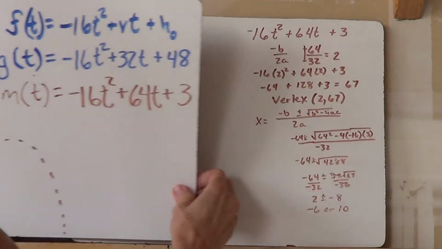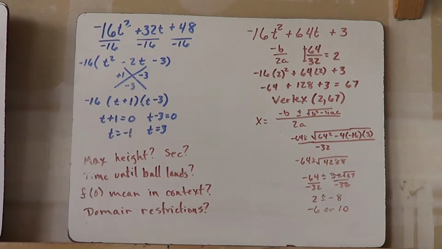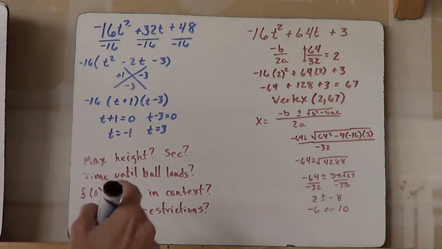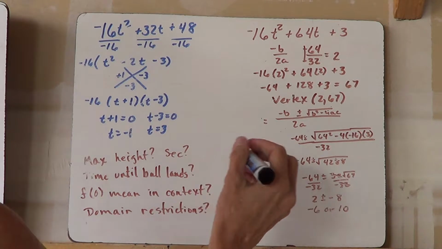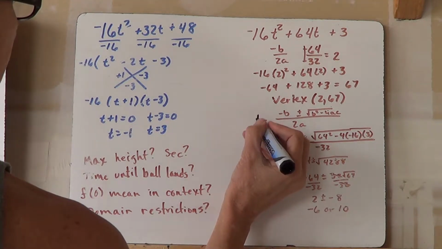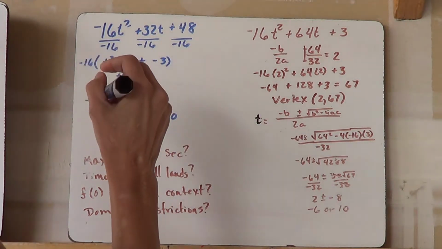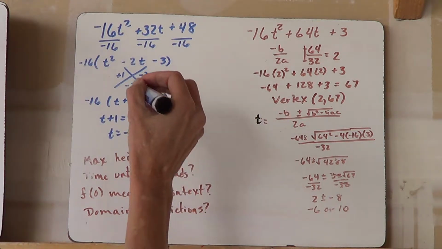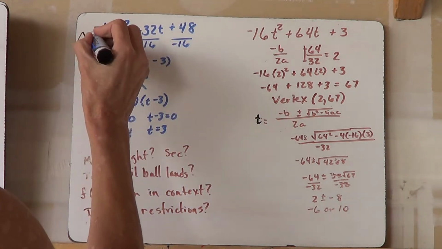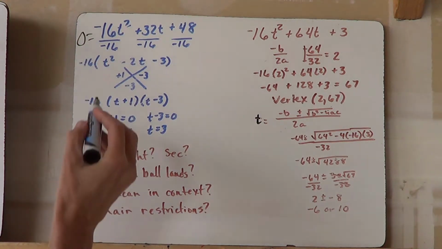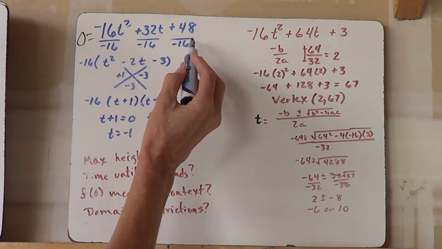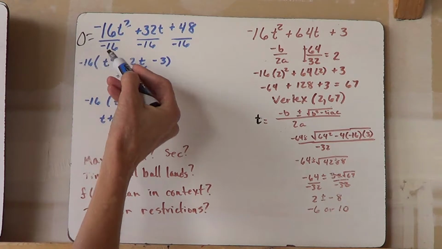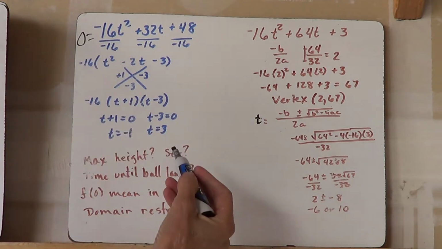Now, I went ahead and took these and set them to find what t would be when the ball lands on the ground. In other words, I set them equal to 0 and I started factoring. This one was real easy. I divide everything by negative 16 to get it out of there. You always want to get rid of that negative when you're factoring.